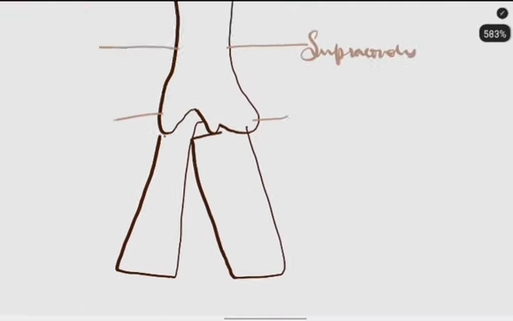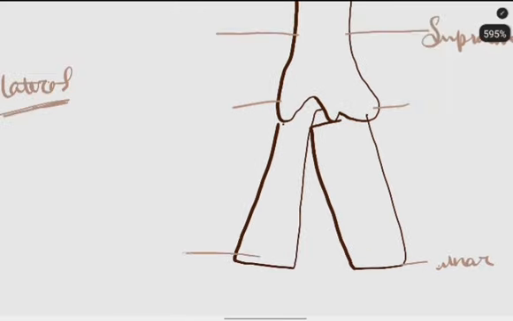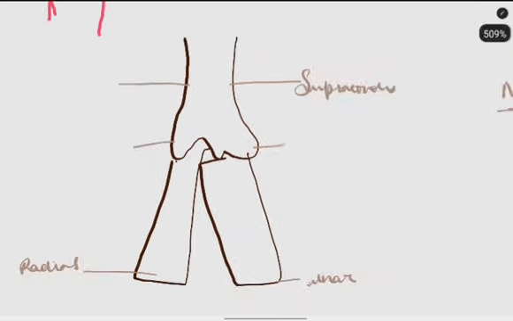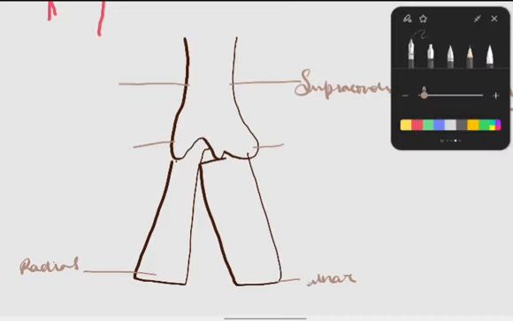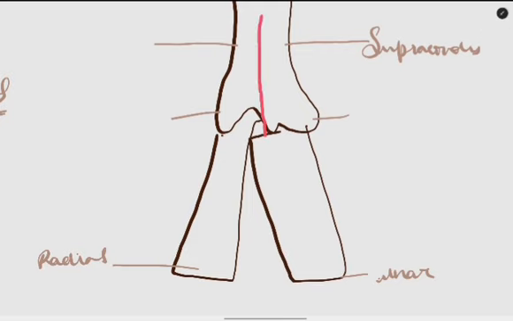All of us know that on the medial side, the bone that lies is the ulnar bone or the ulna bone, and on the lateral side, it is the radial bone or the radius bone. Okay, so now we all know that the artery that is in the upper arm is the brachial artery. So this is the brachial artery, and it gets divided into two arteries, that is the radial artery at the radius side and ulnar artery at the ulnar side.